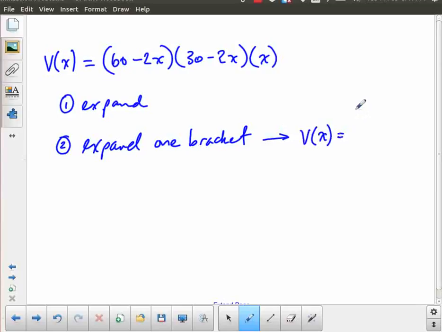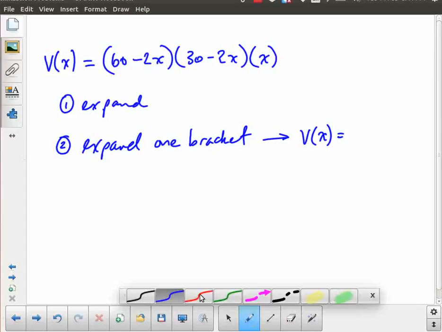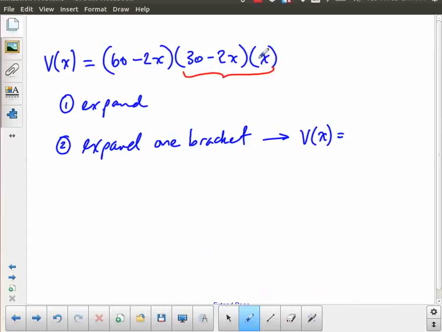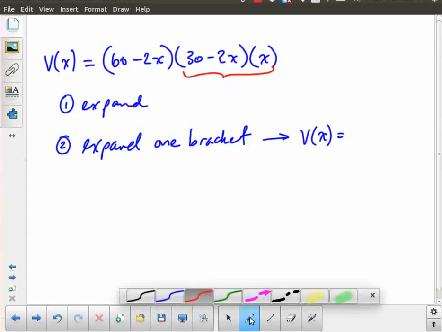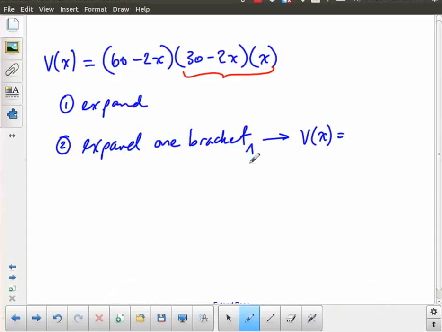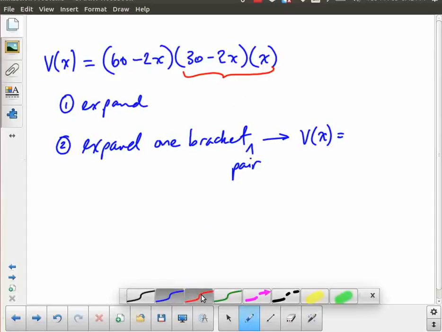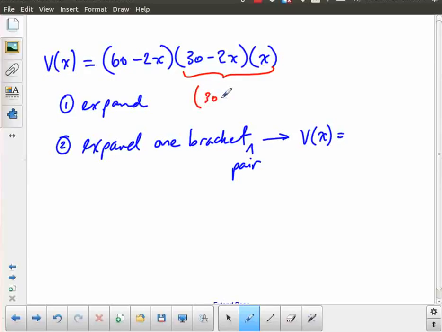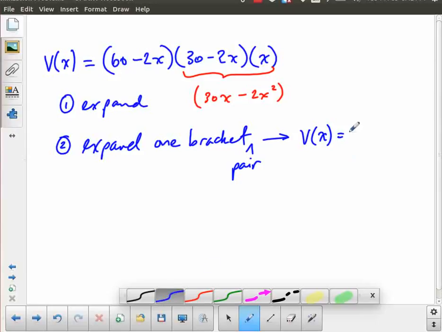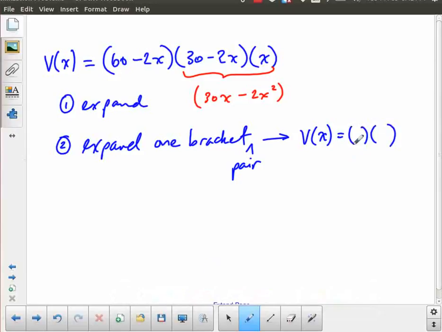If I expanded one, for example, I might do this pair. So maybe I'll say one bracket pair. If I did that, then I could combine these ones together, and that would give me 30x minus 2x squared. And that's not terrible to do. That was quite easy. And then we would end up with v of x being the product of two distinct brackets. And then I could use the product rule on that.